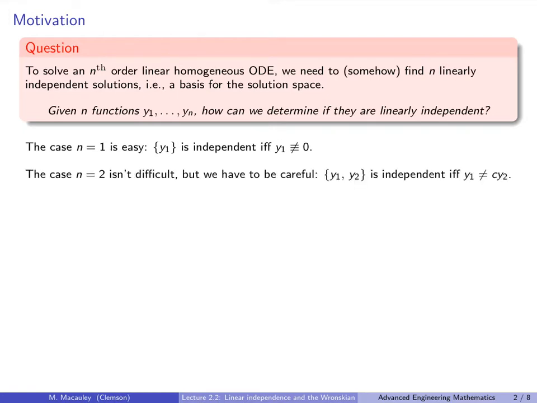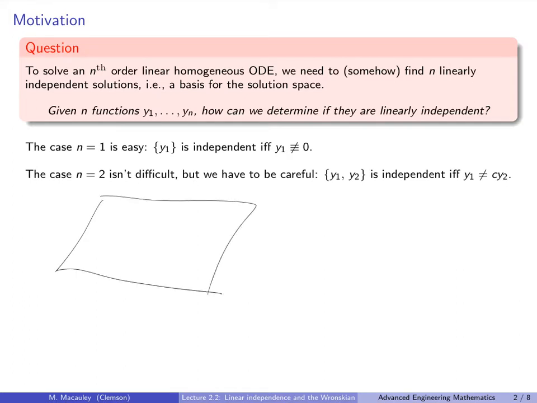The case when n equals 2 is also not difficult, but we have to be careful, and I'll explain why in a moment. First of all, note that what is true is that two functions, y1 and y2, are linearly independent if and only if one of them is not a scalar multiple of the other. So this is best seen geometrically.